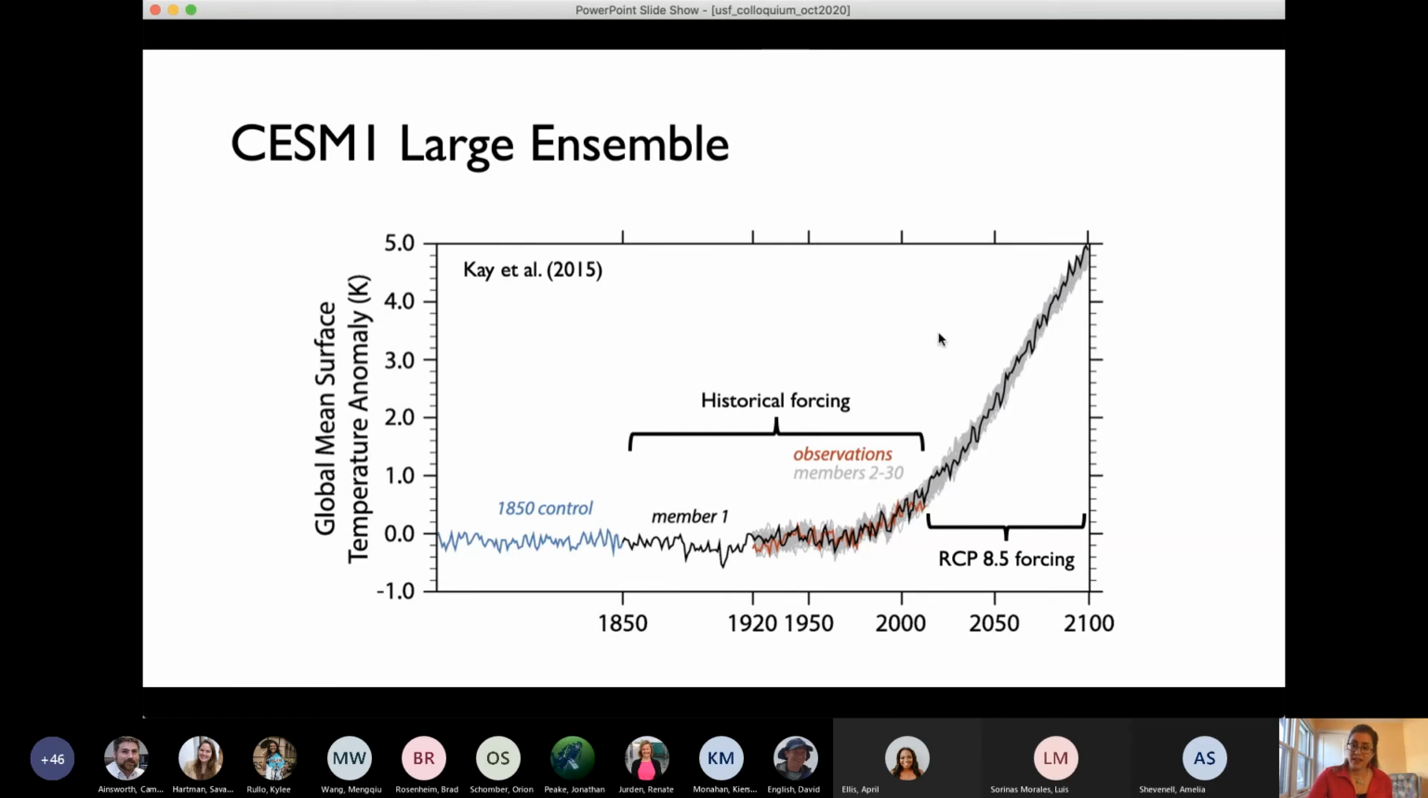So you apply the greenhouse gases and the aerosol, the ozone that all occurred in this history, and then they apply a scenario for the future. In this case, a business as usual scenario, RCP, representative concentration pathway 8.5.